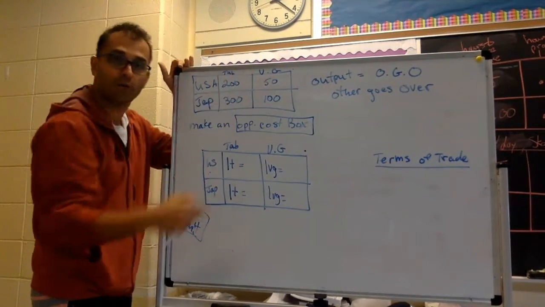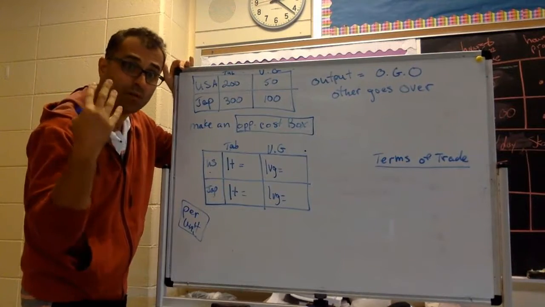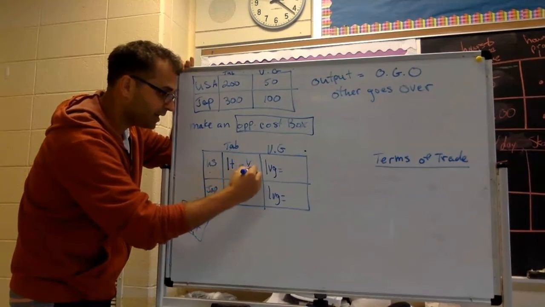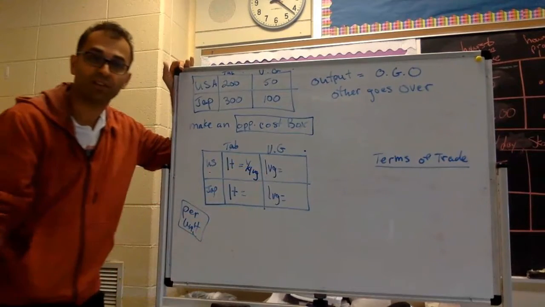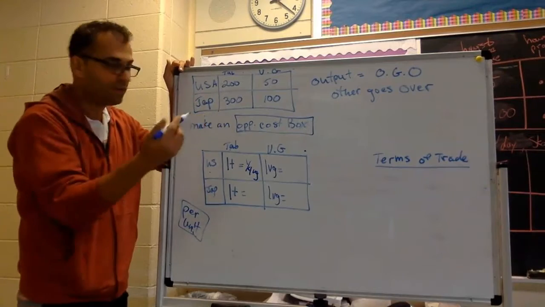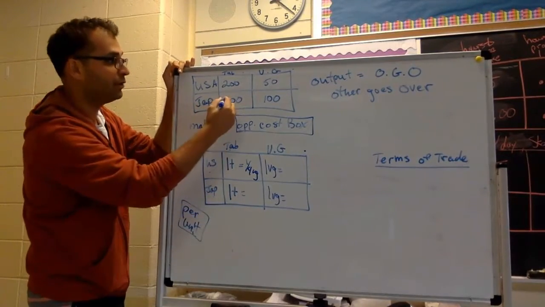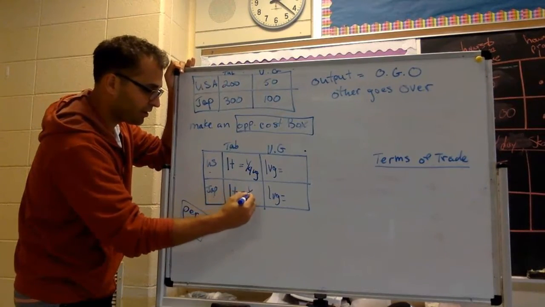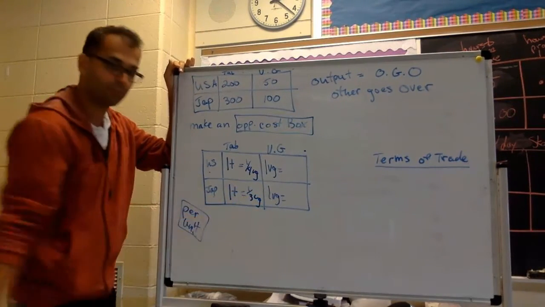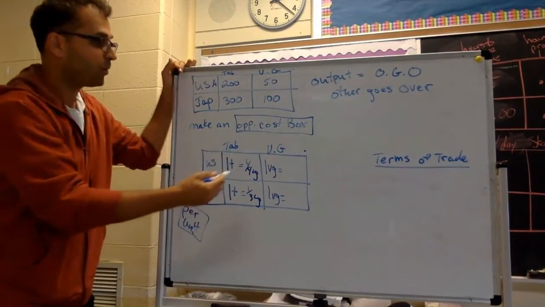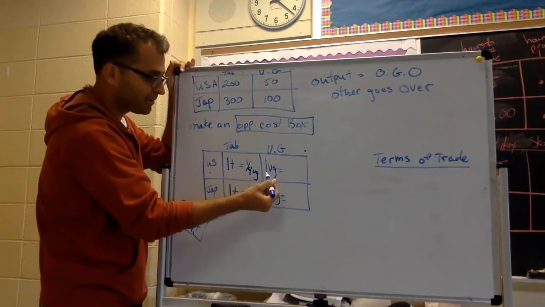So 50 over 100, 50 over 100 is 1/4. So one tablet, in the time it took to make one tablet, I could have made 1/4 of a video game. Then I look for Japan. What about them? How long does it take for them to make one tablet? I look at the other and I put it over. 100 over 300 is 1/3 of a video game. Okay. Now, I look over to the other product. What about video games? And in time it took them to make one video game.